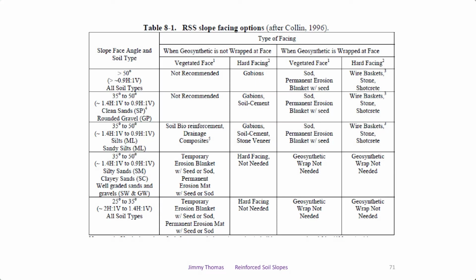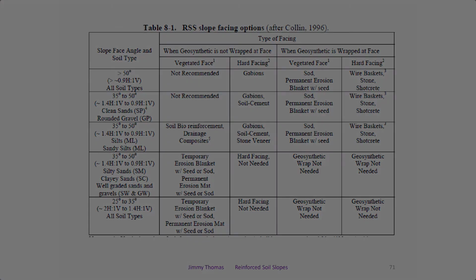Then there are guidelines available for different conditions, like different slope angles, different types of fill materials. What are the suggested face treatments? Sometimes for which vegetation is acceptable, where wraparound is required, this kind of guidelines are available. So we can use that.